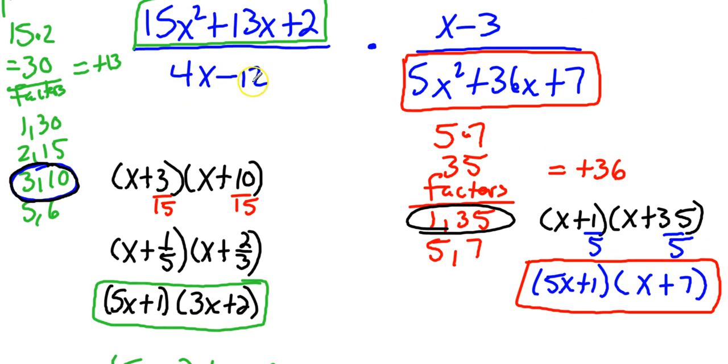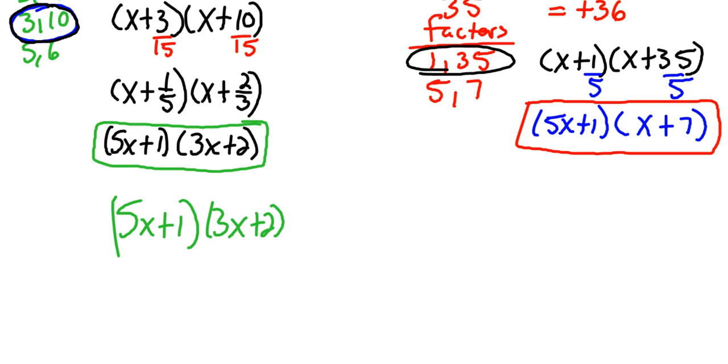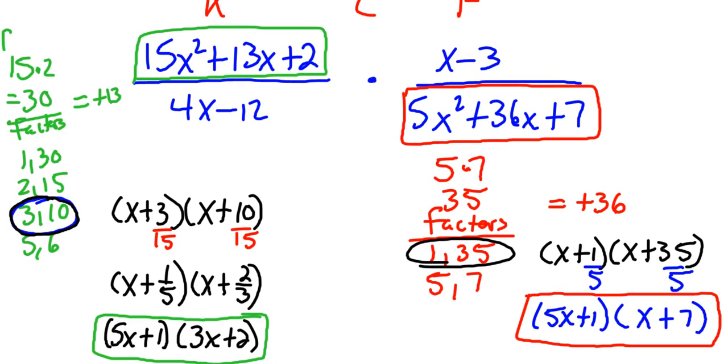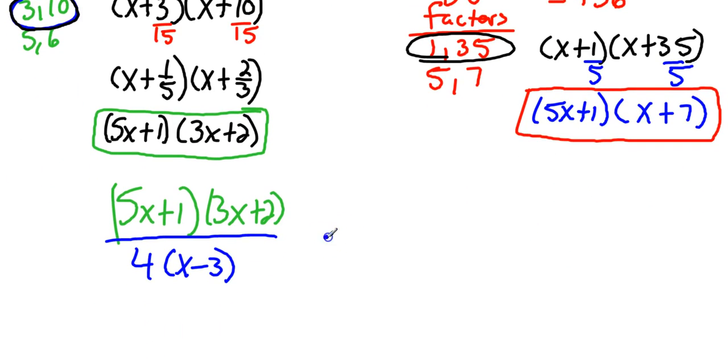We had 4x minus 12. That part we could take and divide out the 4. So if we do that, it makes it 4 times x minus 3. Okay, this one was x minus 3 over here, so nothing you could do to factor that part. And this one, that's where we factored this, so that's where we're going to pull this down here and make that 5x plus 1 and x plus 7.